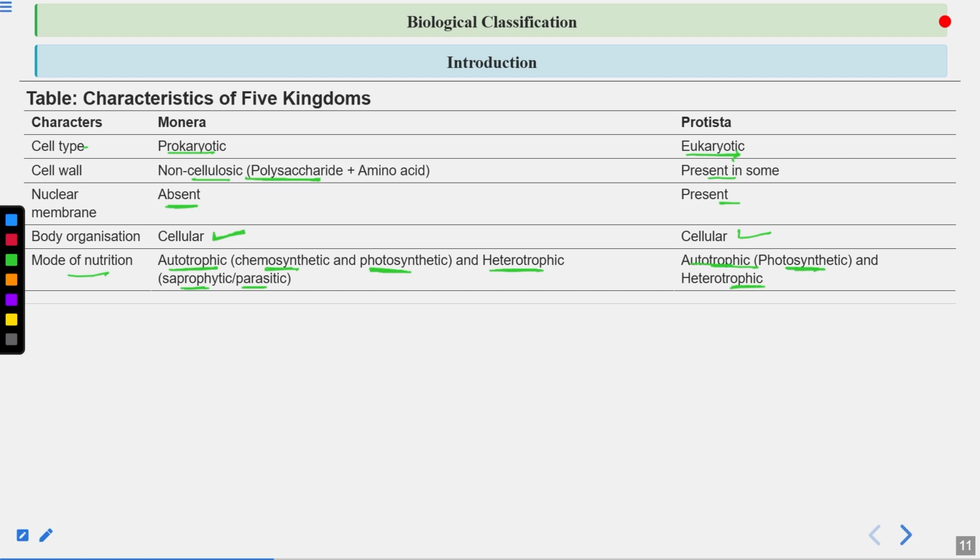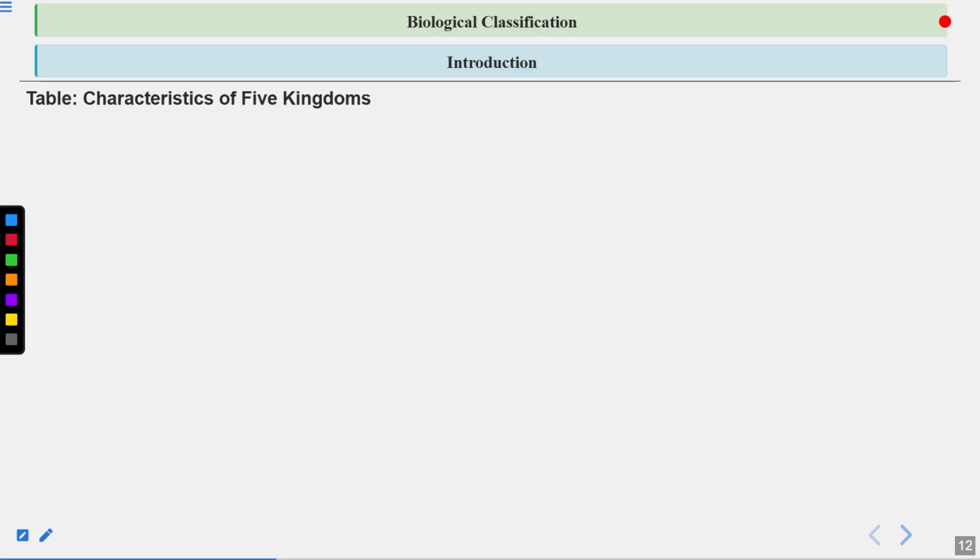Chemosynthetic means they oxidize inorganic substances like nitrates, nitrites and ammonia, and they generate energy by oxidation of these inorganic substrates. Photosynthetic means they can photosynthesize. They have pigments such as chlorophyll, which are quite similar to the chlorophyll present in the plants. So they have pigments which are very similar to the pigments present in plants.